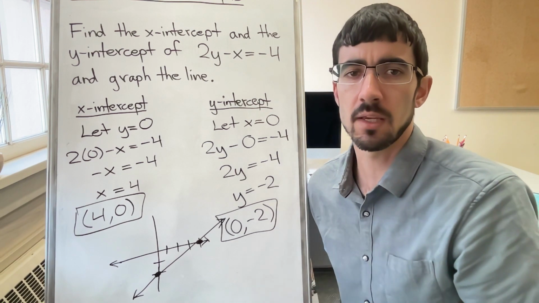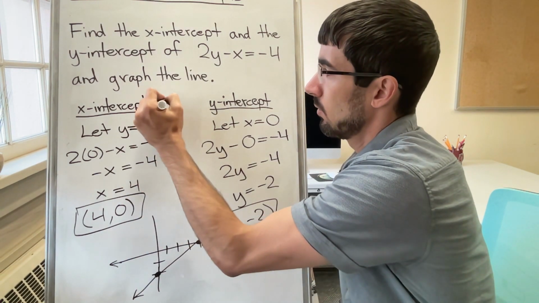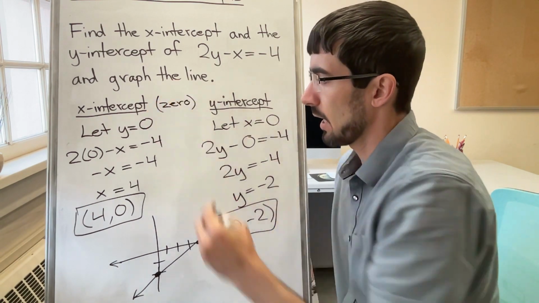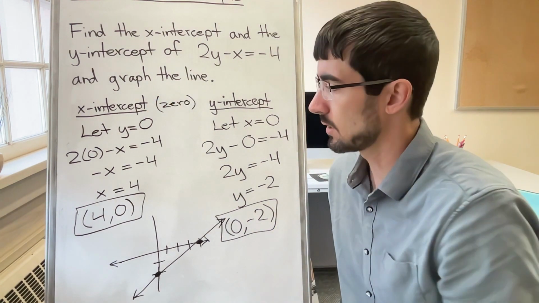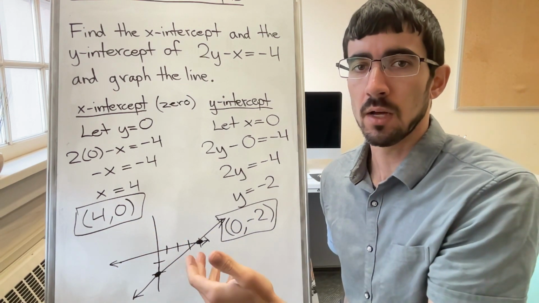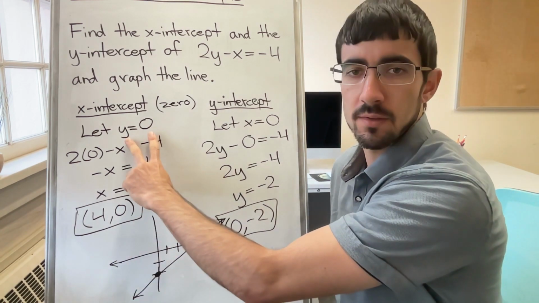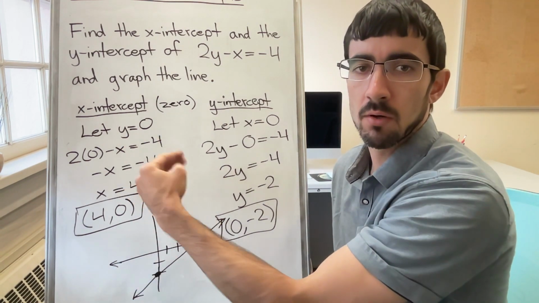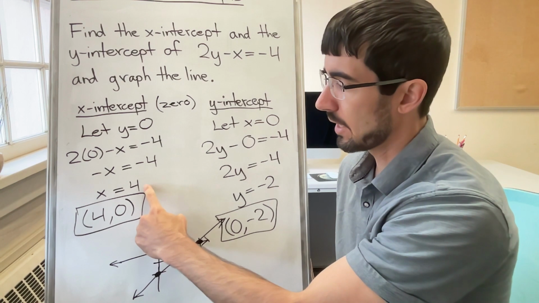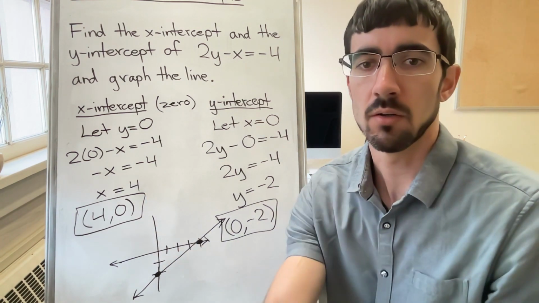One last thing about the x-intercept is that it's also called a zero. Specifically, the x-coordinate of the x-intercept is called a zero. So sometimes you might be asked, find the zero of an equation or find the zero of a function. You're going to do the same thing. Let y equal 0, solve for x. That x value right there is the zero of the equation or the function.